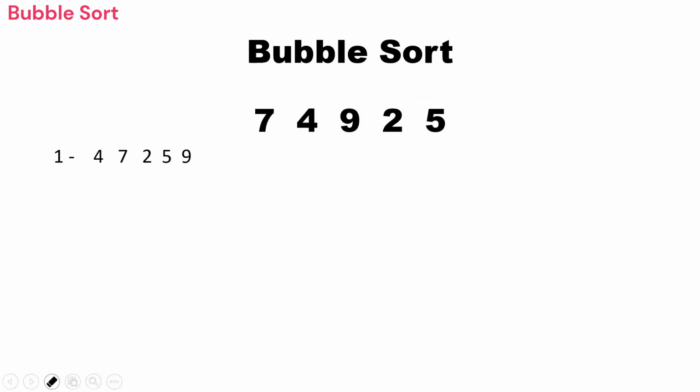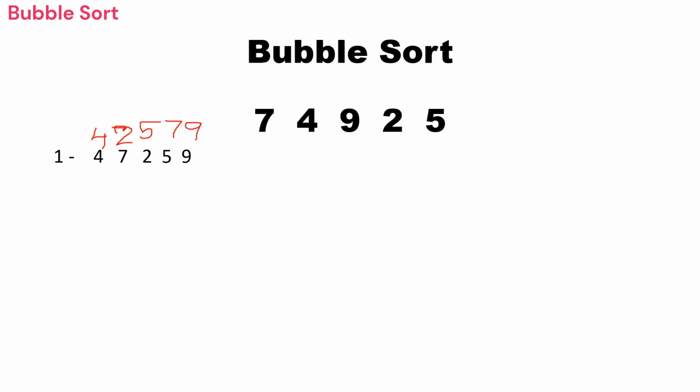Now in the second iteration, we're going to check between these two numbers, 4 and 7. They are fine, so we keep 4 and 7 like that. Now between 7 and 2, 2 is smaller, so we're going to take 2 to the front and put 7 here. 7 and 5, 5 is smaller, so we're going to take 5 and put it here, and we're just going to put 7 here and 9.